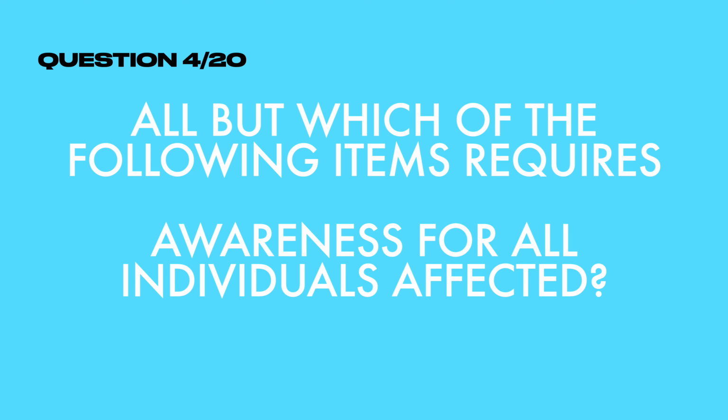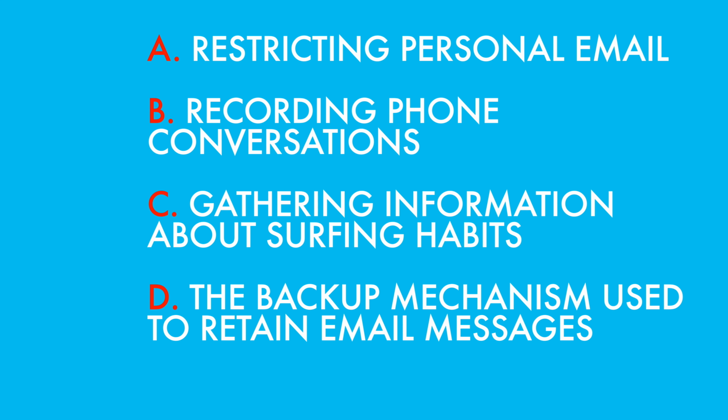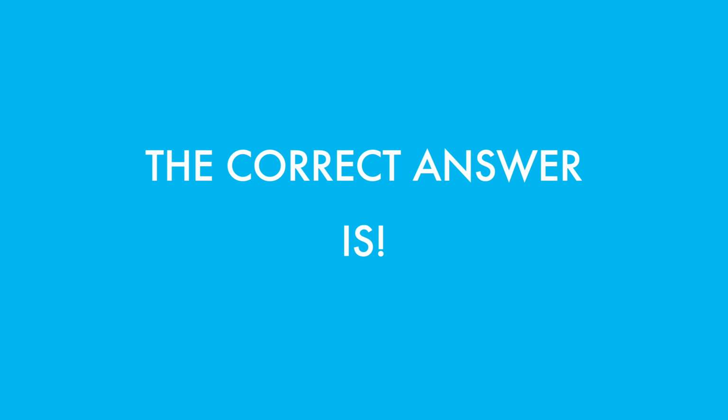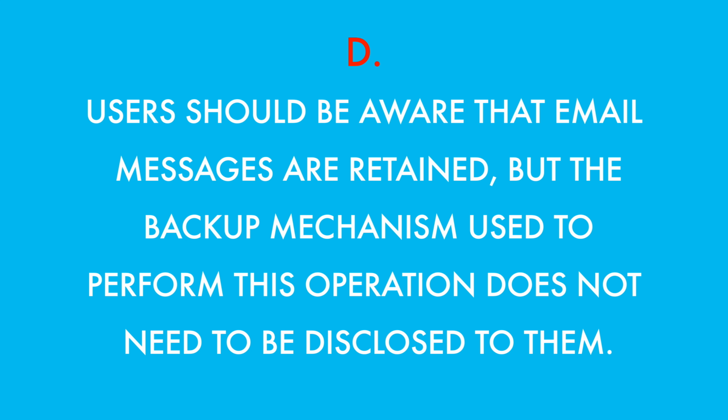Question 4 of 20. All but which of the following items requires awareness for all individuals affected? A. Restricting personal email. B. Recording phone conversations. C. Gathering information about surfing habits. D. A backup mechanism used to retain email messages. The correct answer is D. Users should be aware that email messages are retained, but the backup mechanism used to perform this operation does not need to be disclosed to them.